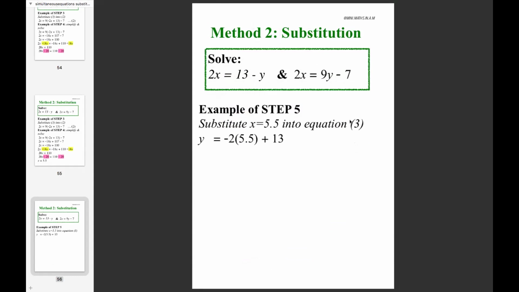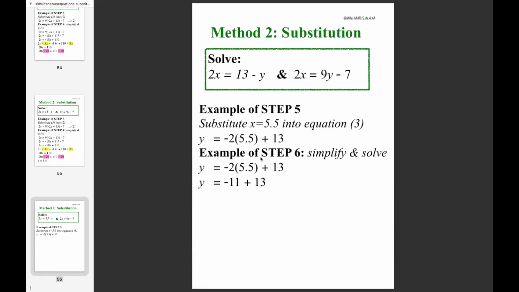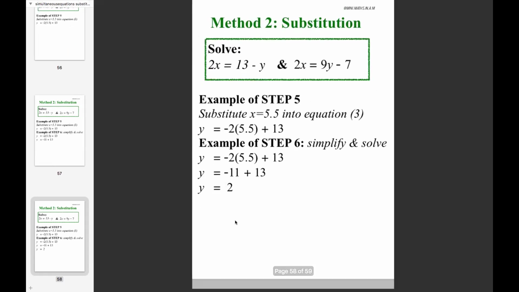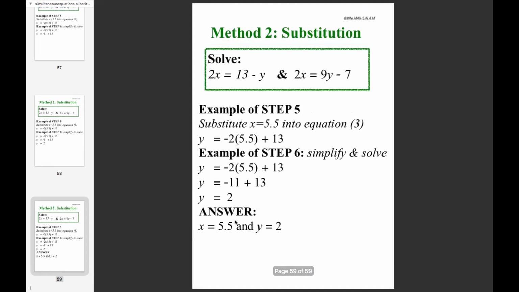And then we substitute x equals 5.5 into our equation 3. And equation 3 was our y equals negative 2x plus 13. So just replace the x with 5.5. Now we just tidy this up. So y equals negative 2 times 5.5, which is negative 11. Then we have plus 13. Negative 11 plus 13 is 2. So now we have our answer, which is x equals 5.5 and y equals 2.